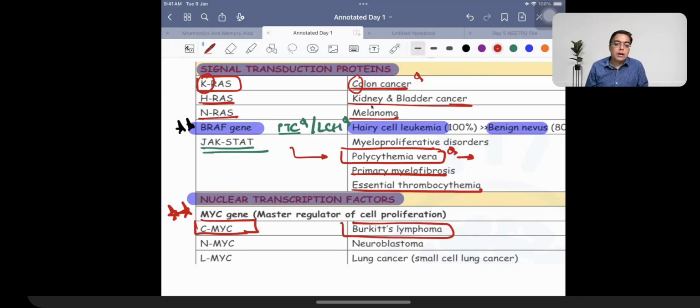Burkitt lymphoma: African child, jaw mass, rapidly growing lymphadenopathy, starry sky pattern, and the presence of royal blue cytoplasm, right? That is Burkitt's. N-MYC, neuroblastoma. L-MYC associated with lung cancer. Which type of lung cancer? Small cell lung cancer.